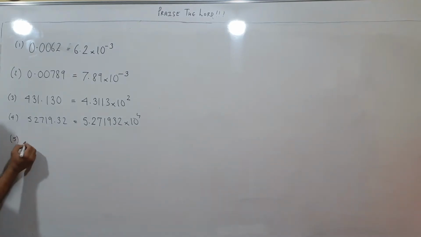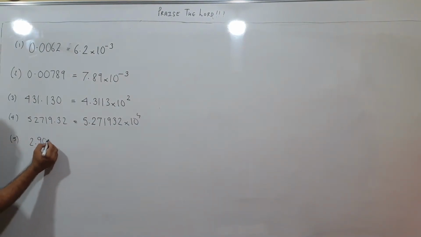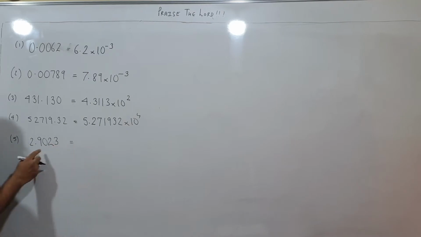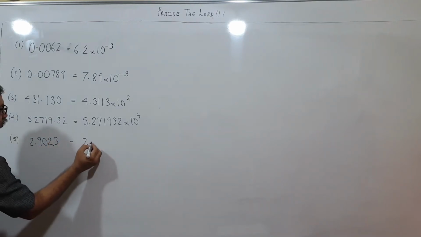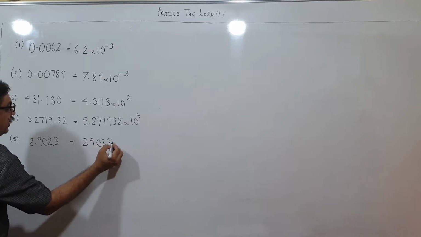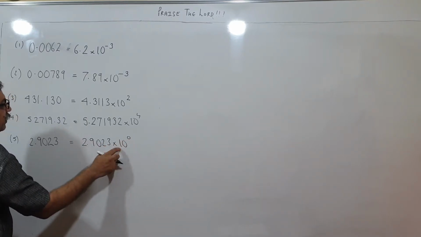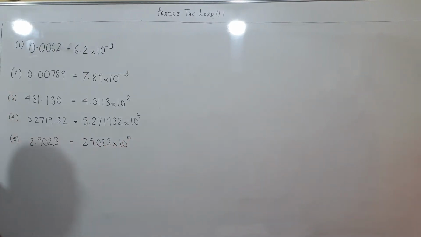If I have a number like 2.9023, then decimal point is in its own place only. It need not be shifted anywhere. It is after the first non-zero digit. So I write it as 2.9023 into 10 raised to 0. 10 raised to something is very important. You have to write 10 raised to 0 because it is scientific notation. So how much to the power of 10, that also needs to be mentioned.